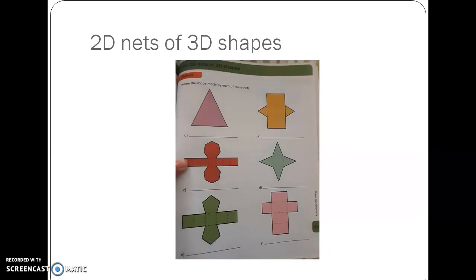On page number 189, you have to name the shape. Now here there's a trick. Can you see these dotted lines here? This is actually going to give you the hint. In each of the diagrams in the center, there is a dotted line, and that is what is going to give us the hint.